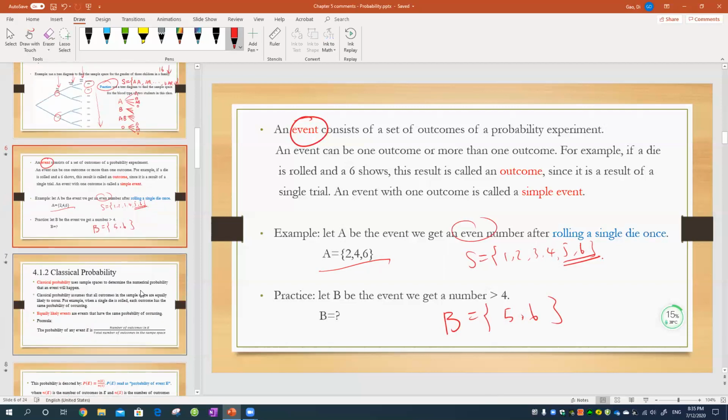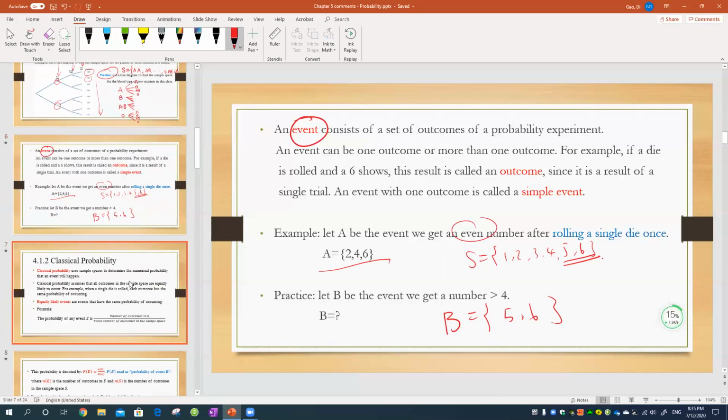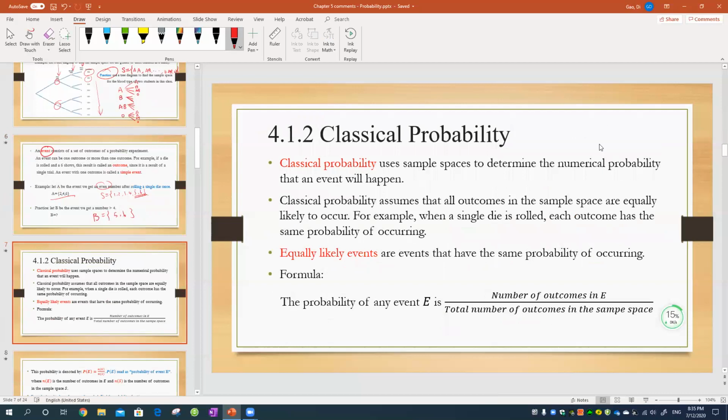So that's just part 1, some basic concepts. And then part 2, we're going to talk about classical probability. Classical probability uses sample space to determine the numerical probability that an event will happen. Classical probability assumes that all outcomes in the sample space are equally likely to occur. For example, when a single die is rolled, each outcome has the same probability of occurring. So each number has an equal chance. And equally likely events are events that have the same probability of occurring.